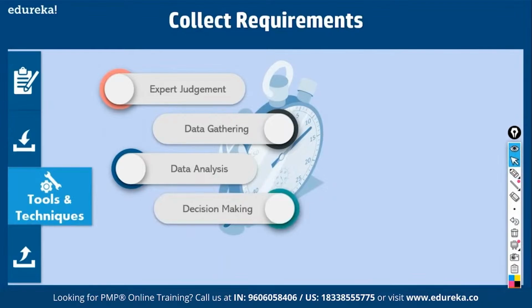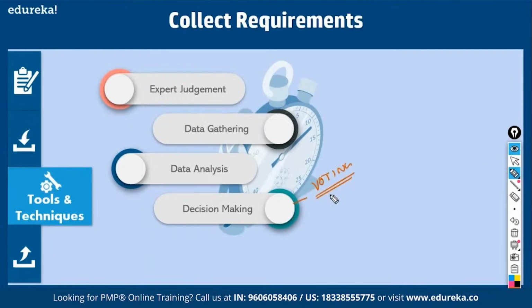Then decision making. Let's say you collected requirements and presented them to the stakeholders. Now stakeholders have to take a decision. They would have some sort of prioritization: which requirement is important, which is secondary in importance, which comes next. So you have to present these to the stakeholders and they would take decisions. Normally, decisions are taken by voting.